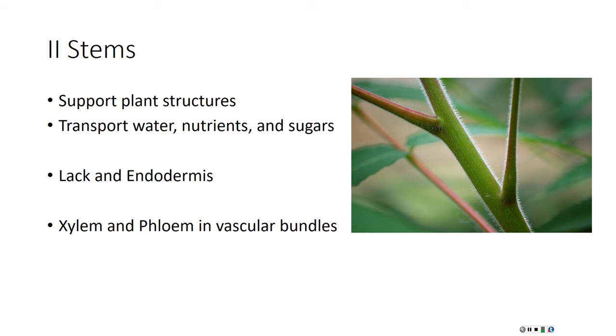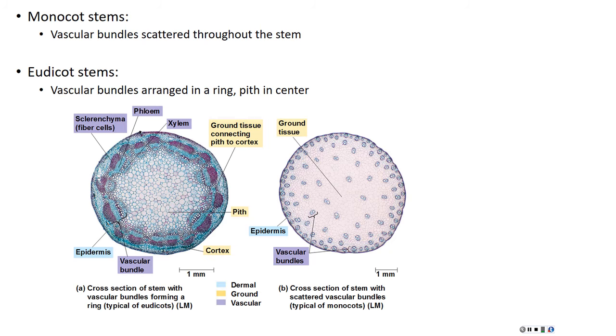The xylem and phloem, rather than being in a central stele like we see in the root, are in what we call vascular bundles. So here is an example of a vascular bundle, basically a little bundle of xylem and phloem. And we can imagine this little bundle, this is in cross-section, so it would be running the entire length of the stem. In Monocot stems, vascular bundles are scattered throughout the stem, and in Eudicot stems, vascular bundles are arranged in a ring with the pith in the center.